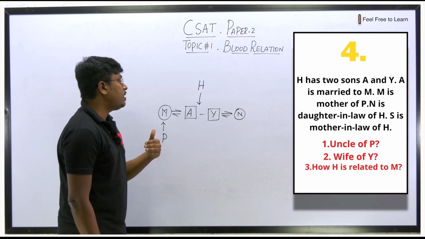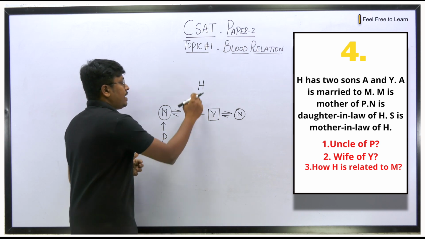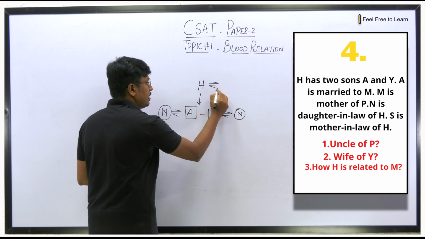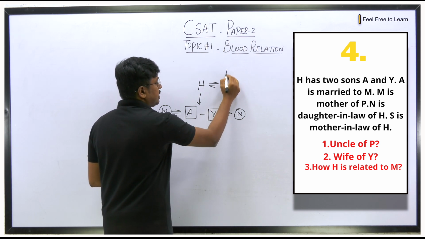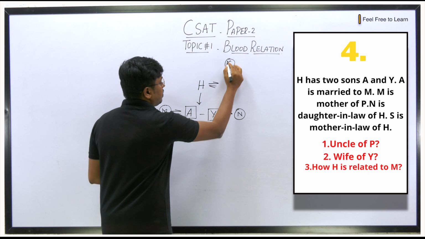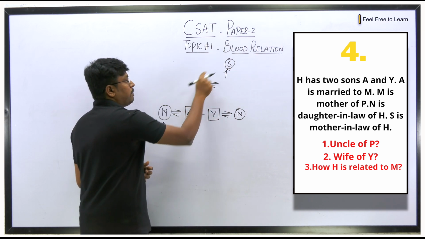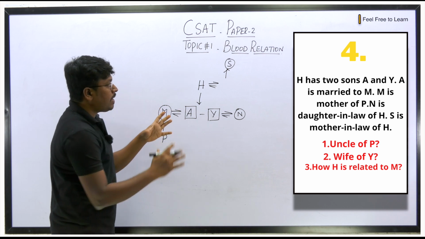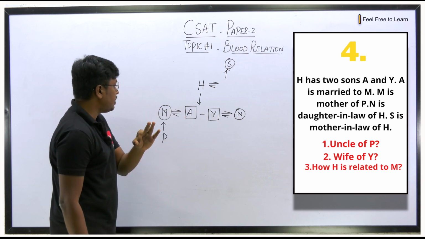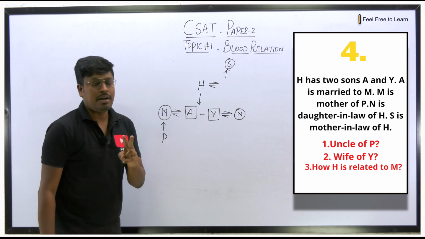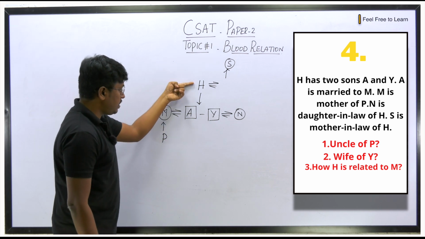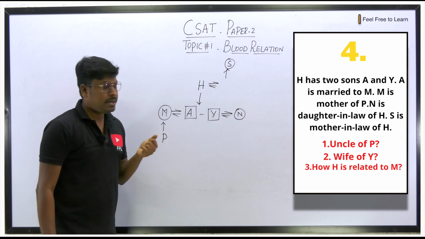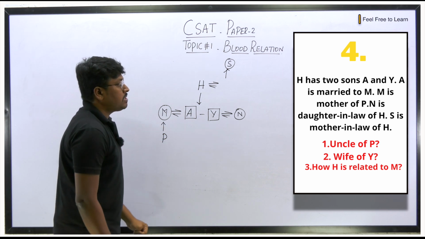So H's mother-in-law is S. So if H is calling someone as mother-in-law, then definitely H should be married. And for this person, the mother should be S. So only then we can say that H's mother-in-law will be S. Understood? So after drawing the family tree, we are able to say that 2 persons' gender is unknown. One is H, the gender is unknown, and then the person P, gender is unknown, right? Okay, let me move on to the question.